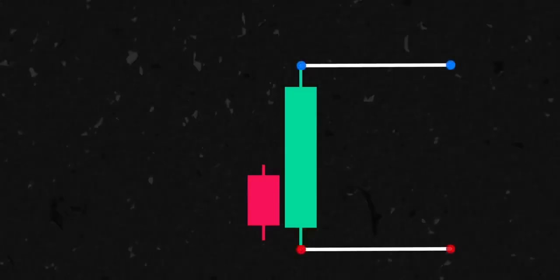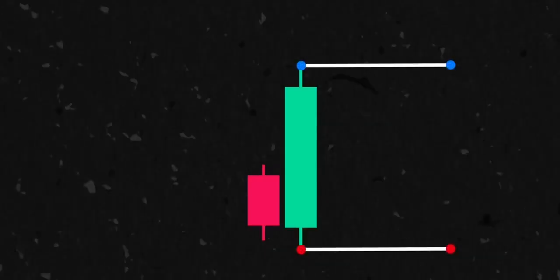For the entry, we enter at the break of the high. We can place our stop loss below the low of the candle. Again, as I already said, we want to see other confluences like the price action to confirm a trade.